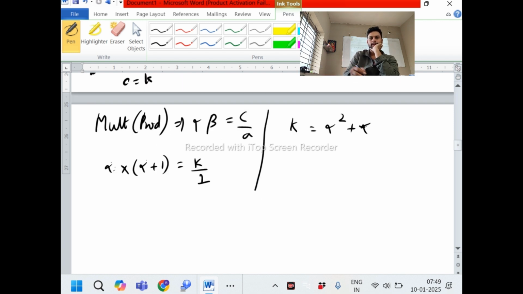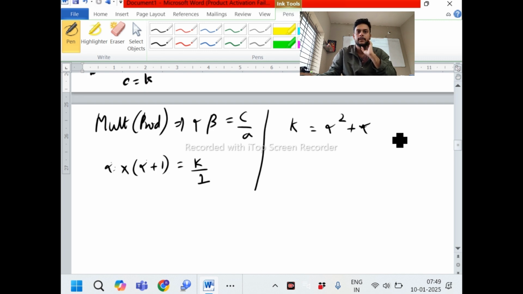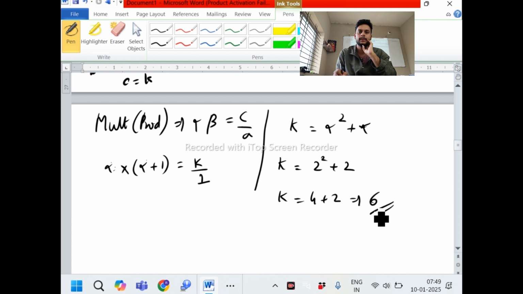Okay, so what equation did I get? Just now we have found alpha, and alpha is how much? 2. Find k. So I will apply now. k is equal to alpha, that means 2 square plus 2. That is equal to 4 plus 2. That is equal to 6. This is the answer. Basic, full basic. Take it.